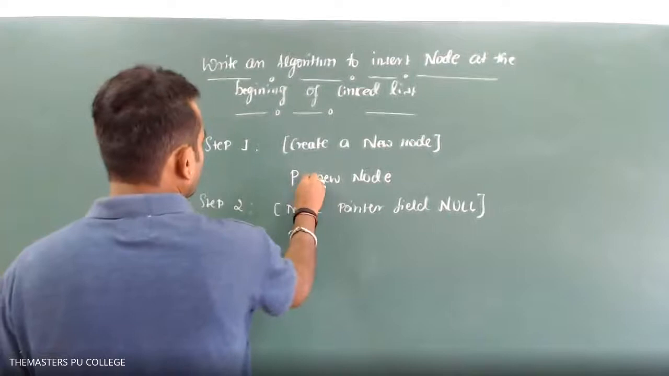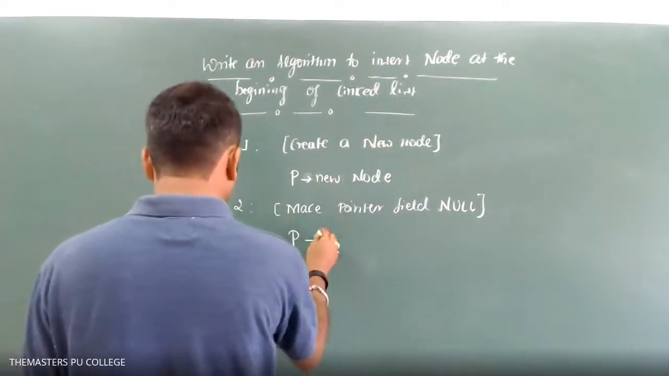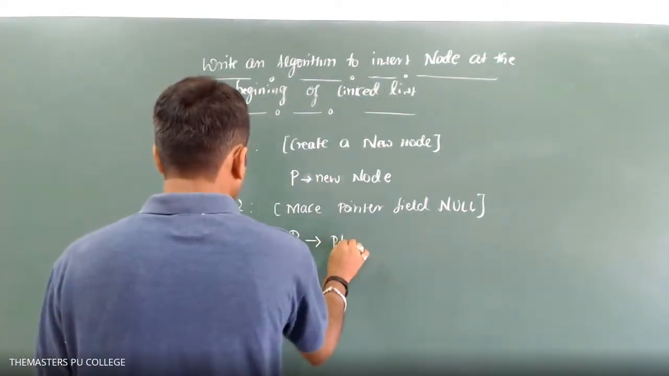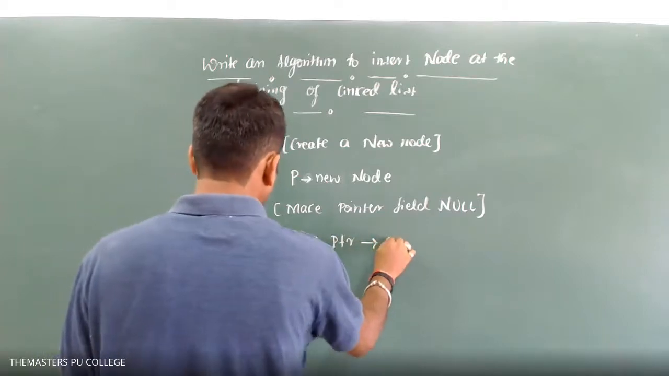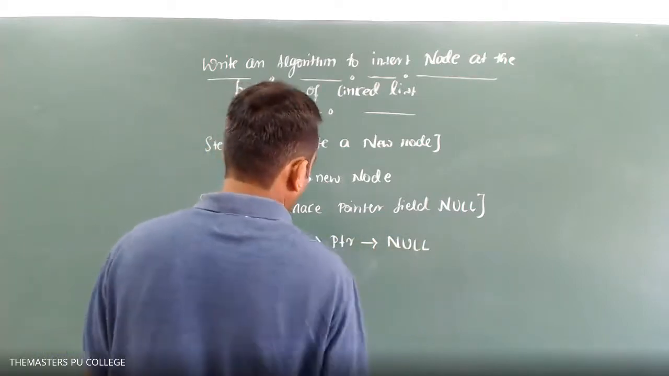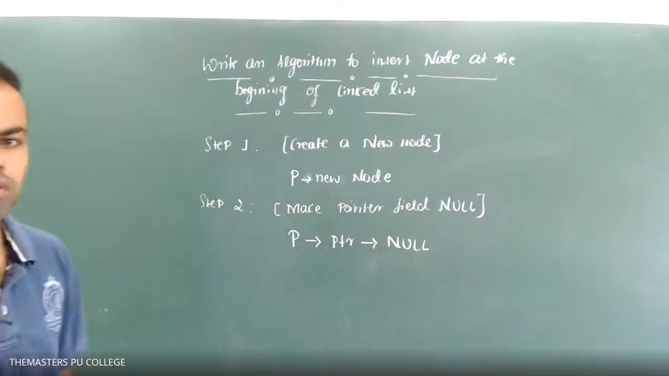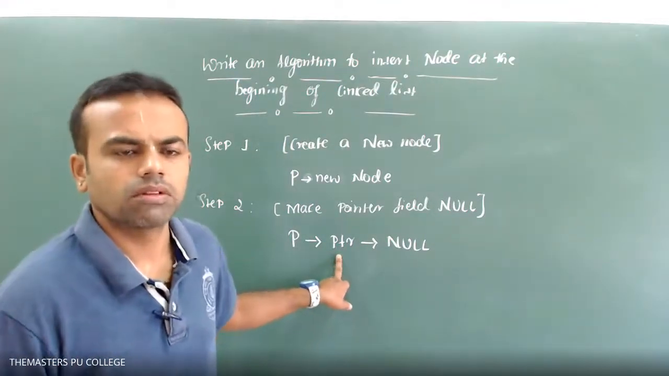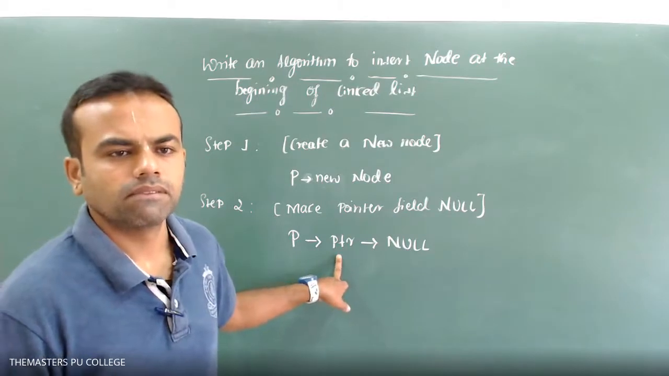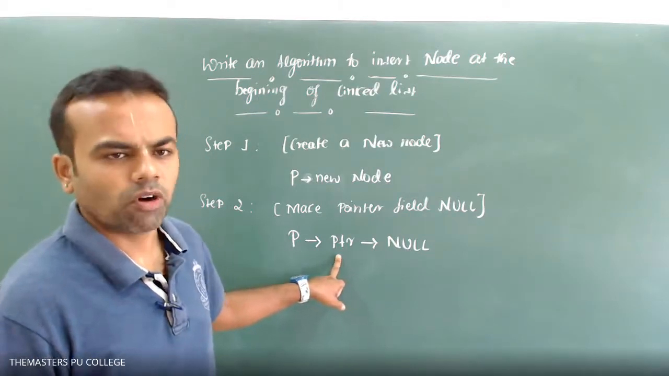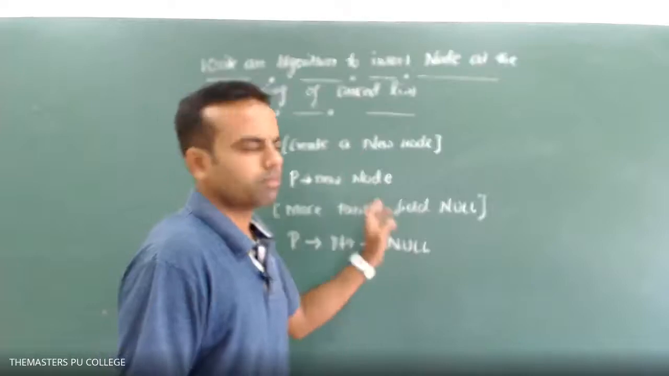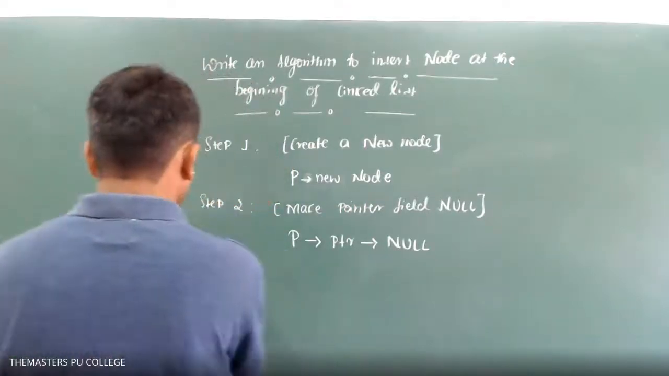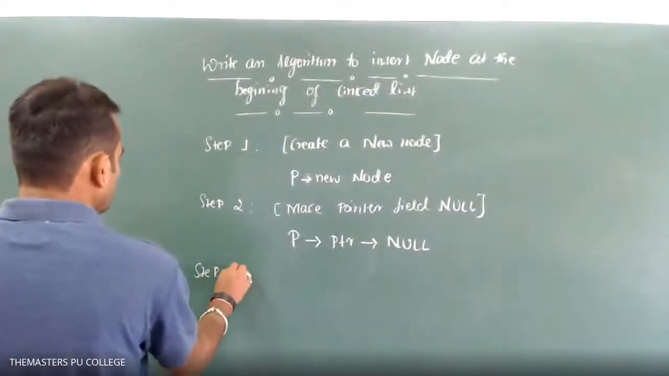Okay, you can put an equal sign, otherwise an arrow here. PTR is equal to null. Make this null. What is PTR? Very good. Pointer. Okay, so fill that pointer with null, 0. Next step number 3.